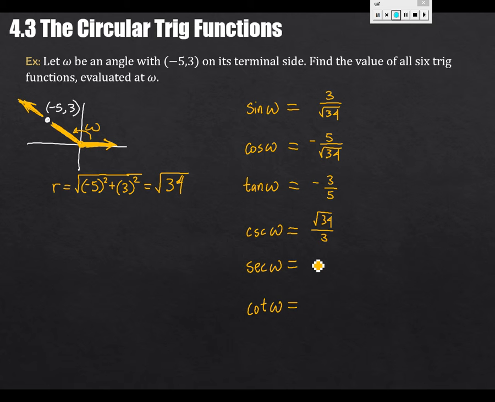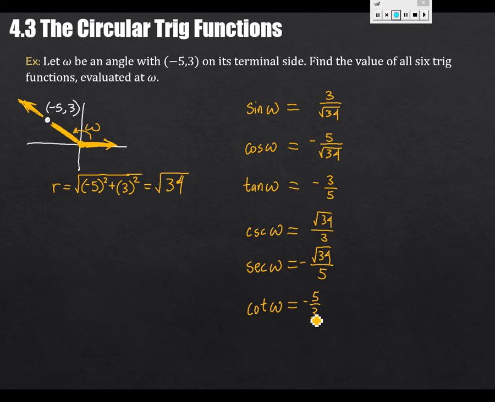And the secant, Allie. 3 over root 34. I gotta remember what secant is. That's r over x, right? 34 over 5. Close. X is negative 5, yeah. And then Bryn, look us up with cotangent.